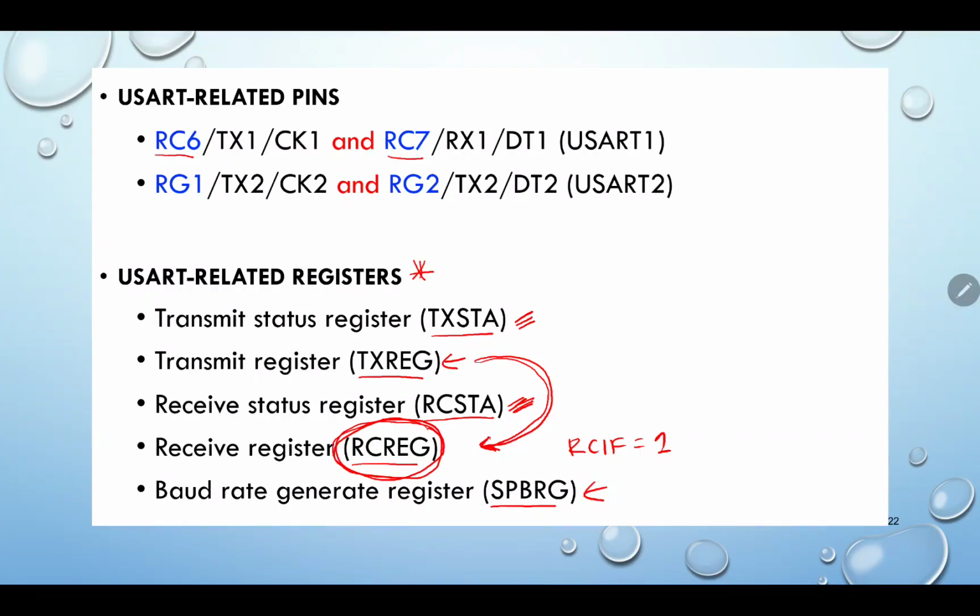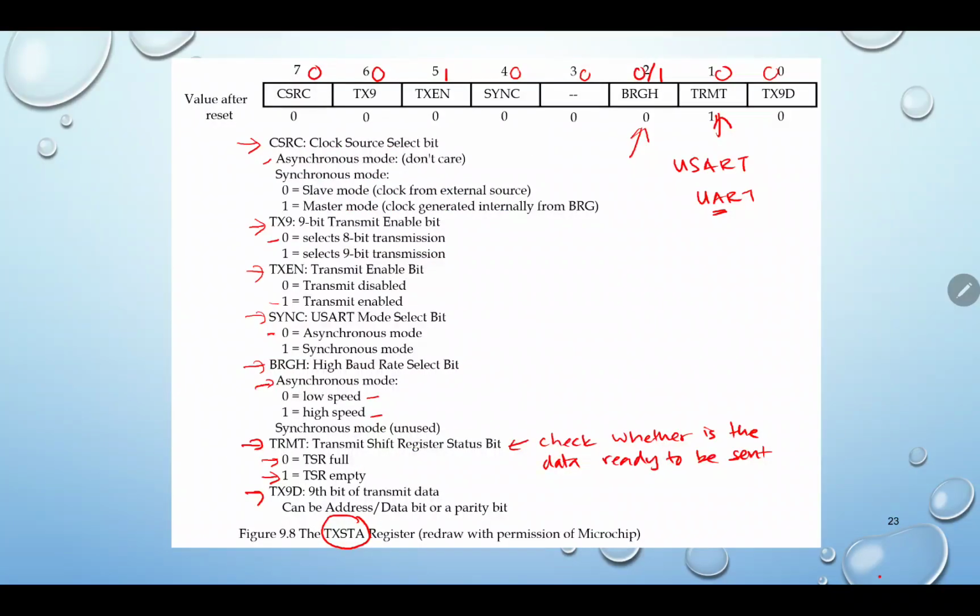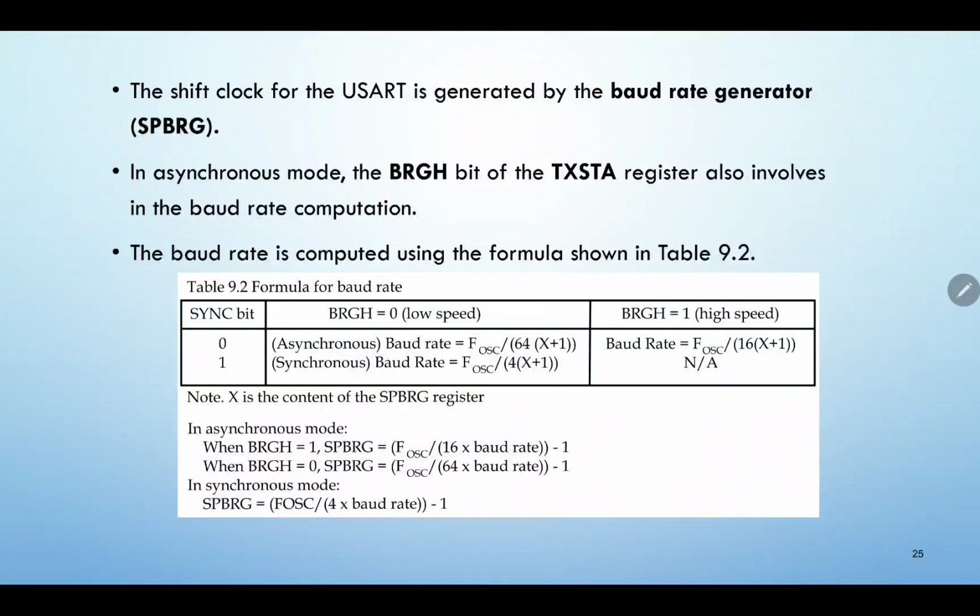For the baud rate generator register, we will see in the upcoming example how it is utilized. Basically, the value inside this register will determine the baud rate. You can see that the shift clock for the USART is generated by the baud rate generator, which is the SPBRG. This is the formula that you need to know. This one, you can focus on. This is the formula.